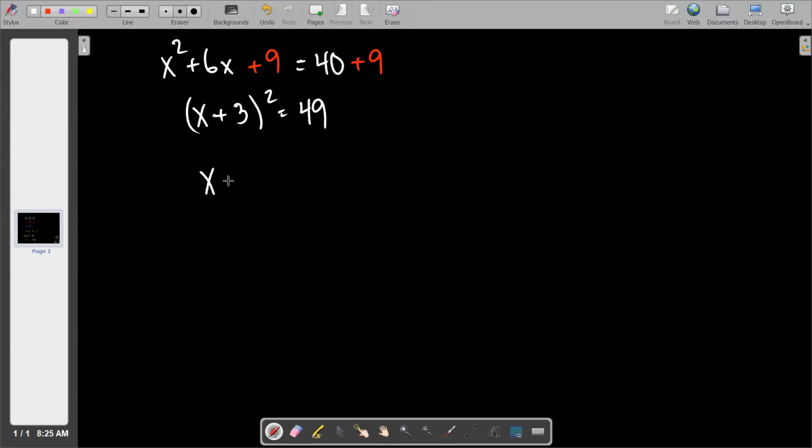So we wind up with x plus 3 equals what? Plus or minus. Thank you. Positive negative 7, I will accept. Thank you. And then you trace your 2 pathways.